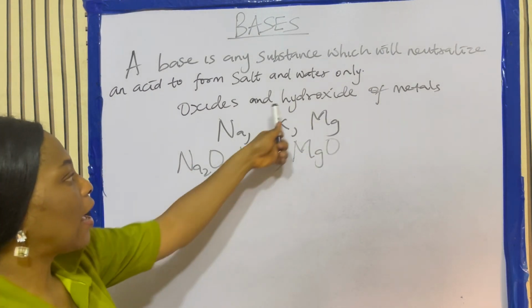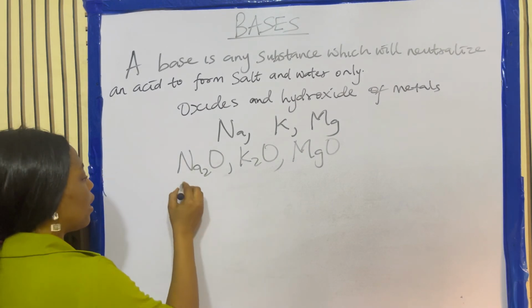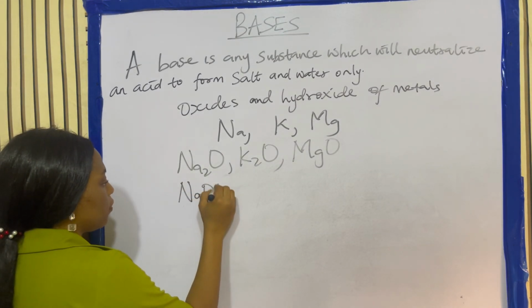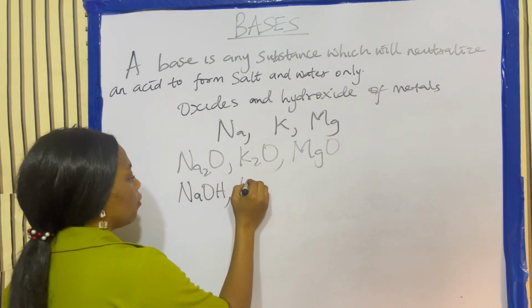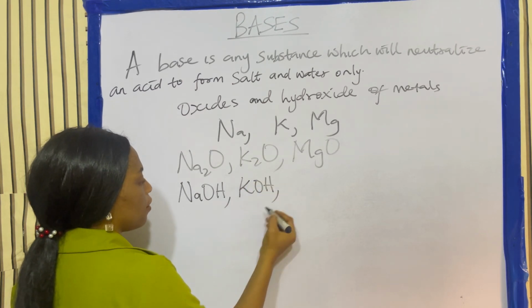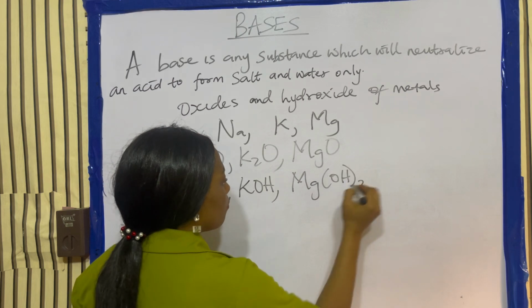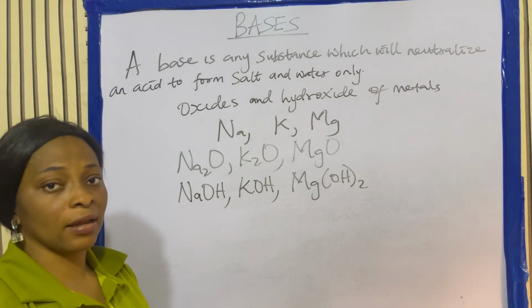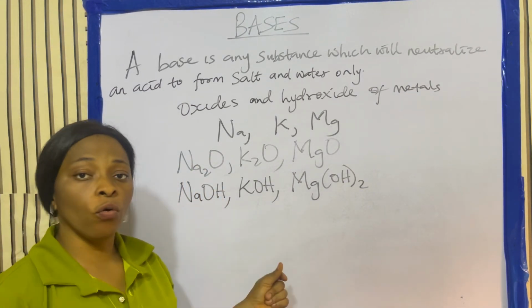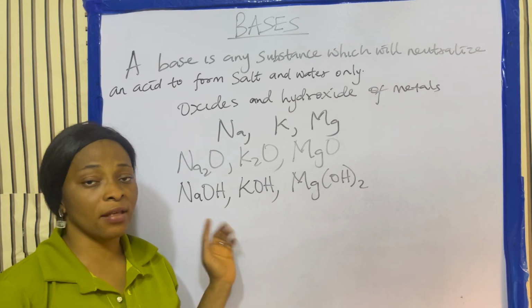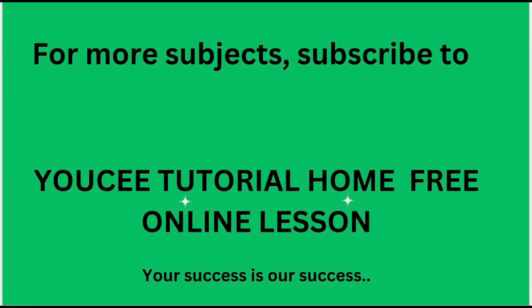Let's look at their hydroxides. A hydroxide of sodium is a base. A hydroxide of potassium is a base. A hydroxide of magnesium is a base. So with this understanding, you can easily identify a base once you see it.